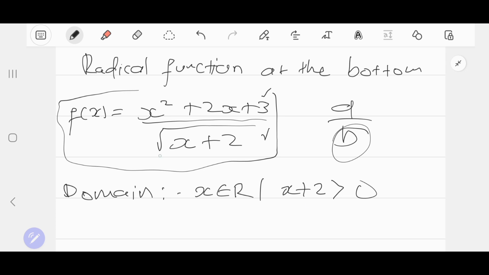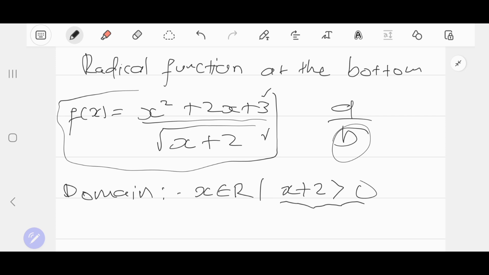Why must it be greater than 0? Because the root sign, people, is of an even number, 2. So this means it must be greater or equal to 0. But since this radical function is under a division sign, meaning it's a denominator, it must not be equal to 0. That's why I've removed this equal sign. Therefore, it must be greater than 0. Are you with me, people? x is an element of real numbers, but the bottom part must be greater than 0. Are you with me, people?